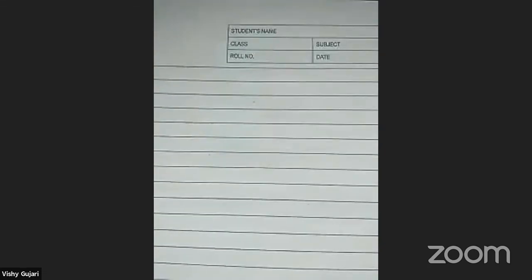In 13.2, we were discussing the calculation of mode, right? Two more problems we have to discuss there. 1, 2, 3, 4 we have completed, no?